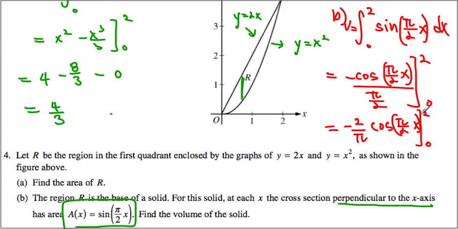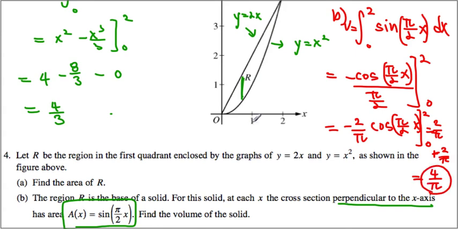0 to 2. Well, once you plug in 2, we end up getting cosine of pi. What is cosine of pi? That becomes negative 1. So we end up getting 2 over pi for the first value. But when you plug in 0, we end up getting cosine of 0 becomes 1, but minus negative becomes another positive. So we end up getting plus 2 over pi, which gives us 4 over pi as our answer.